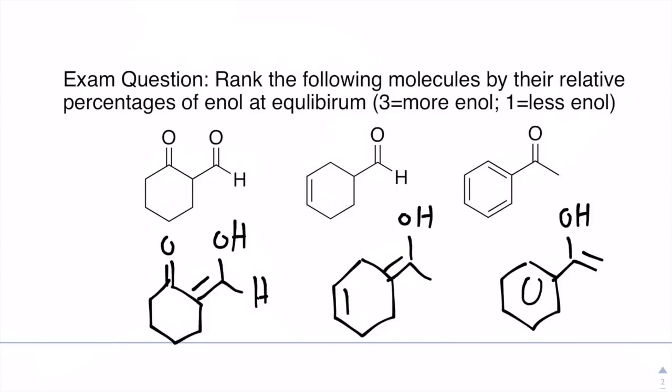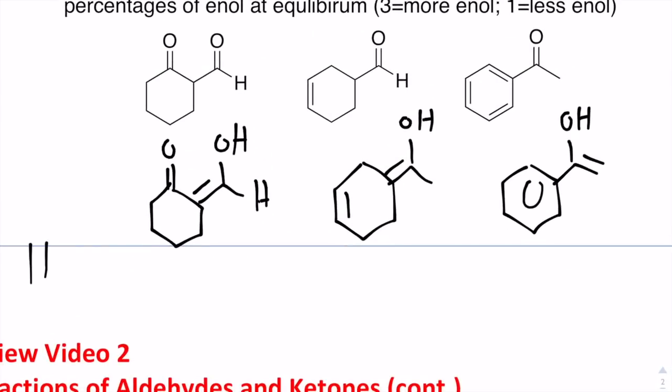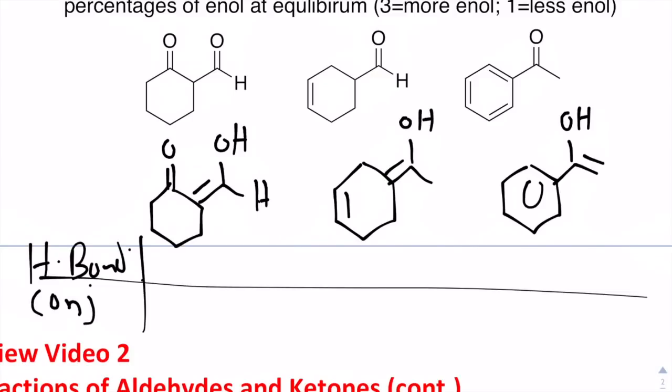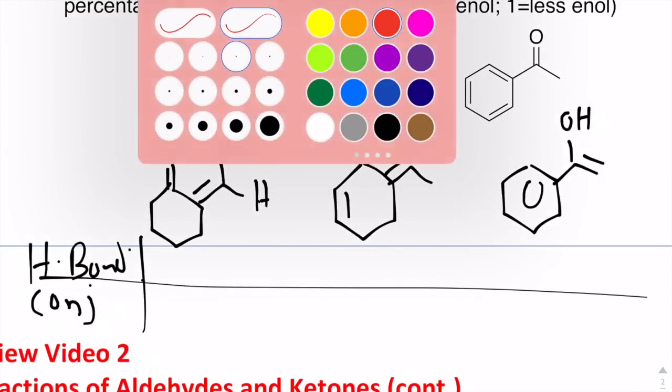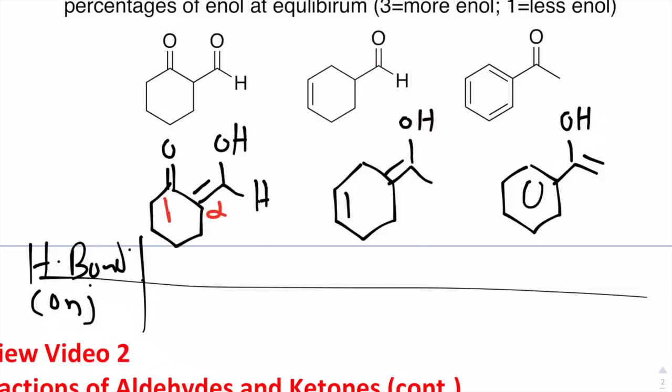Okay, so let's think about the features. Let's make a chart here: hydrogen bonding and conjugation. So these are my charts. All right, and let's verify if these exist. If we look at our first molecule, we most definitely do have hydrogen bonding because this is the alpha position, this is the beta position. It's sufficiently far enough away to do that interaction, so we do have hydrogen bonding.